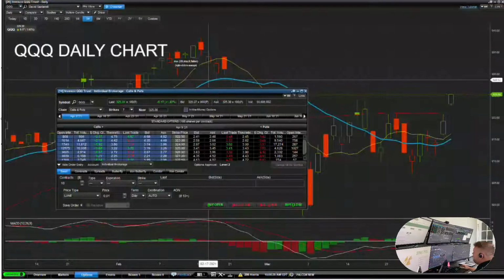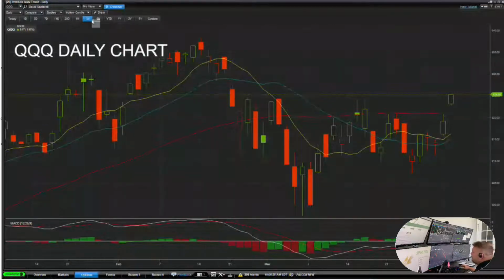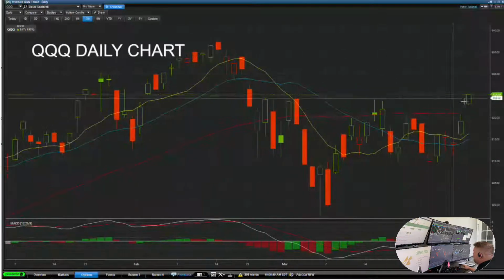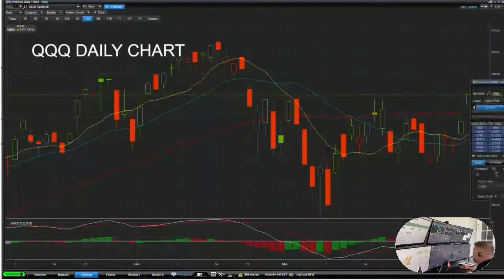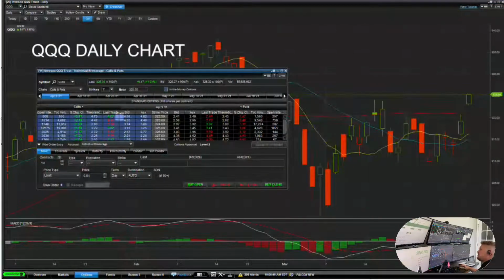So the QQQ in the background right here, you see this is a 3-month daily chart that we're looking at. Each one of these candles represents 1 day. Okay, so there's 3 types of strike prices. All right, so today's date is April 2nd. So let's take a look at the April 9th.